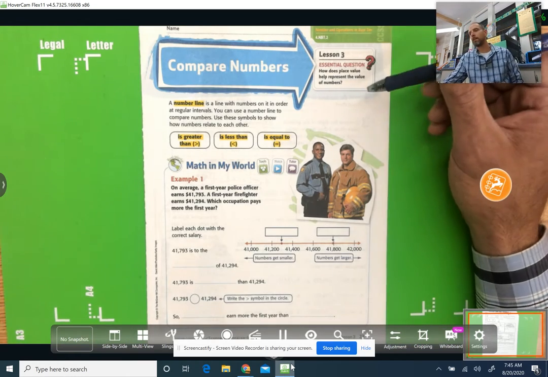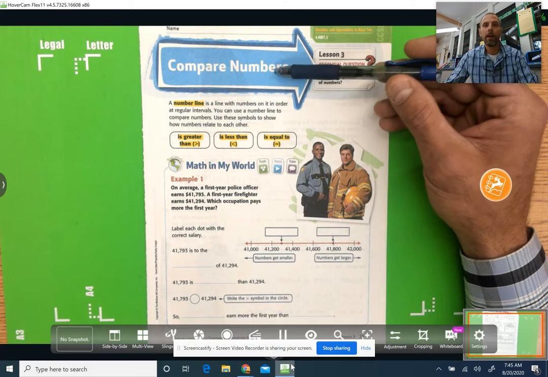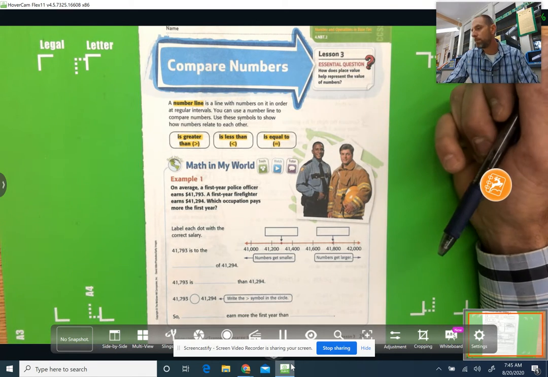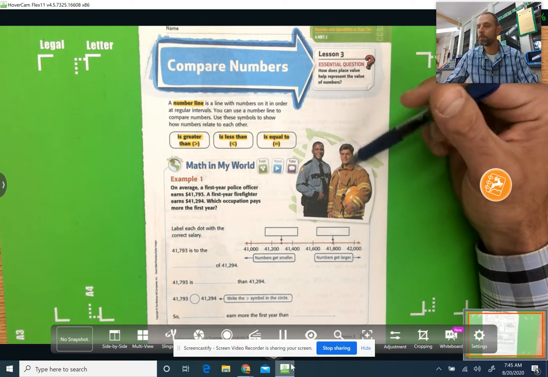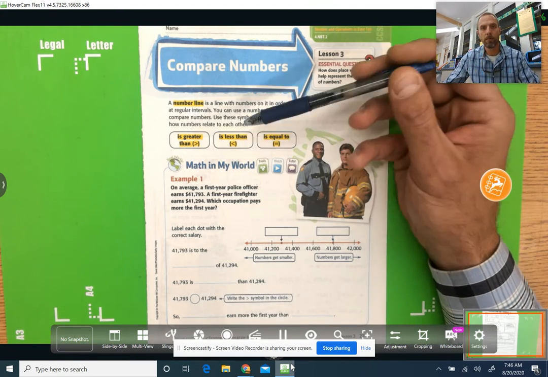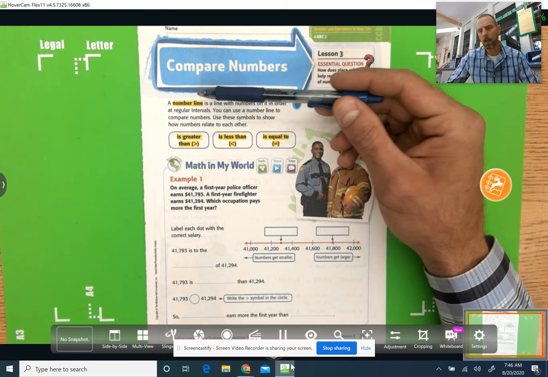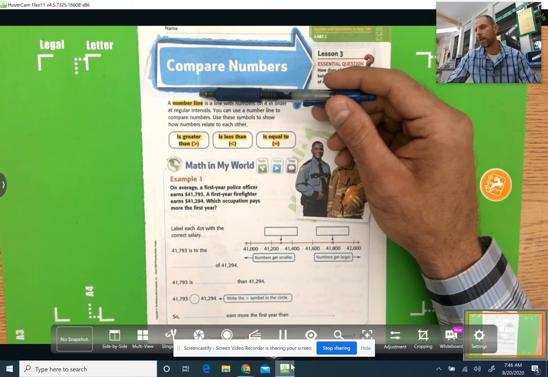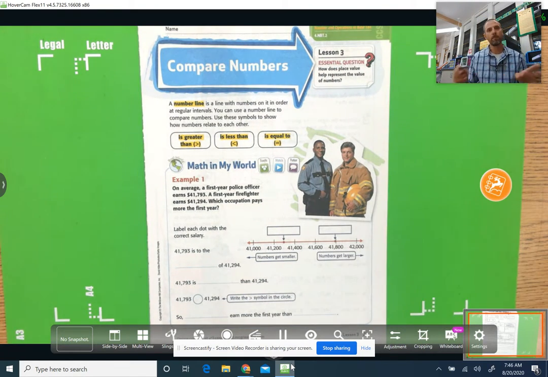Chapter 1, Lesson 3, and our topic is comparing numbers. Comparing numbers is going to involve some vocabulary that is familiar to you: greater than, less than, and equal to, and maybe a vocabulary term that's not so familiar to you, the idea of a number line. Number lines take so many shapes and forms.